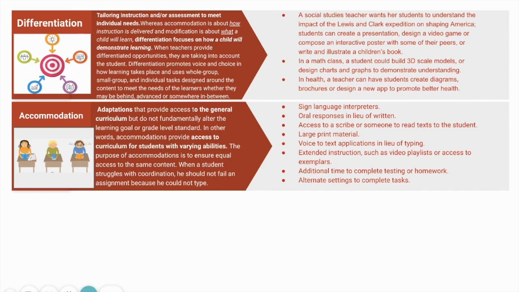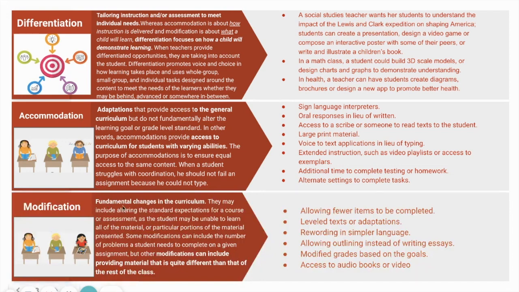Now, when we're having our students actually working towards different things than their peers, when we're making fundamental changes in the curriculum, this is when we're talking about modification. So again, if that 4th grade student is actually working on a 2nd grade learning goal instead of a 4th grade, if they're working on something fundamentally different than their peers, that's when we call it a modification.